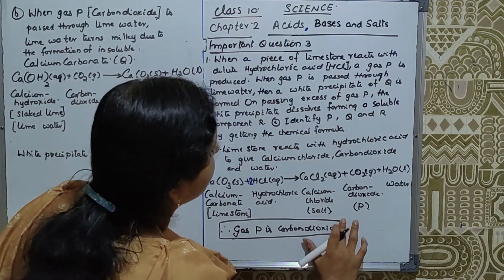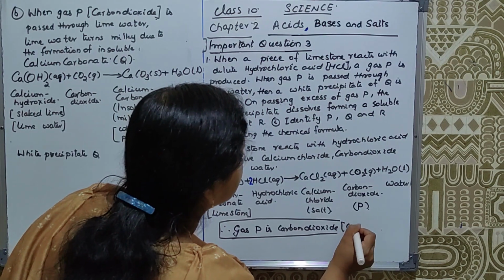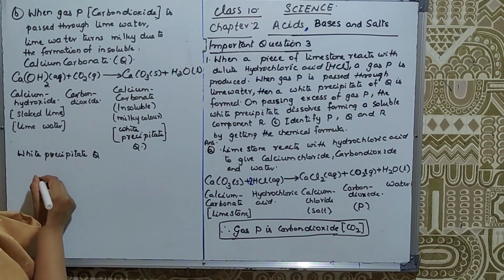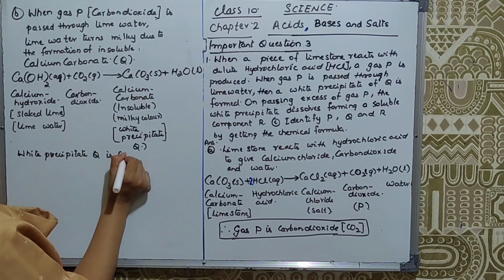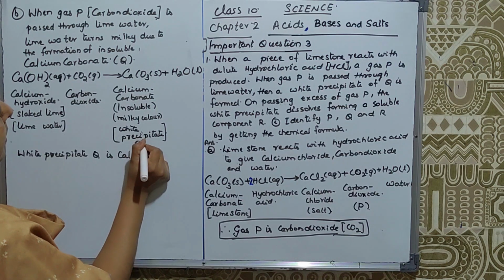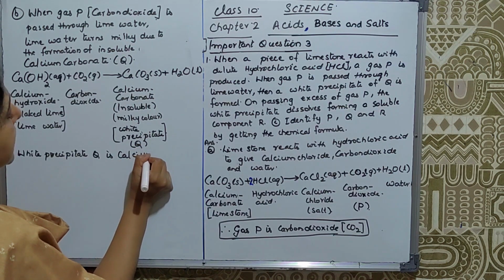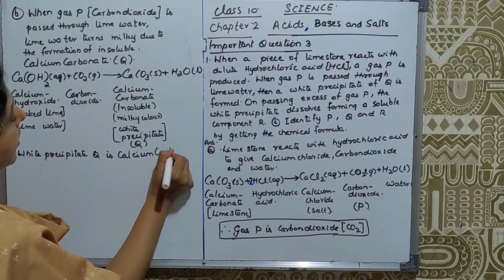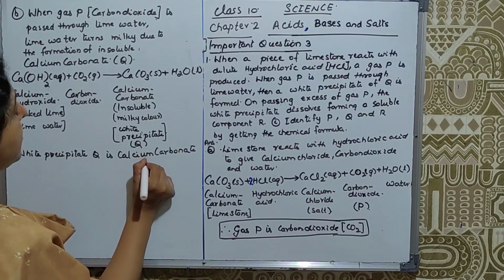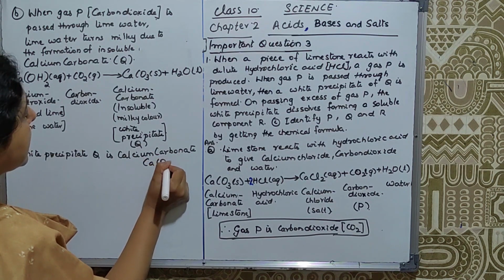Q is calcium carbonate. Here also we'll write the formula, no? Carbon dioxide, with that one we are writing the formula CO2. Now here the white precipitate Q is calcium carbonate. And I'll write the formula also, CaCO3.